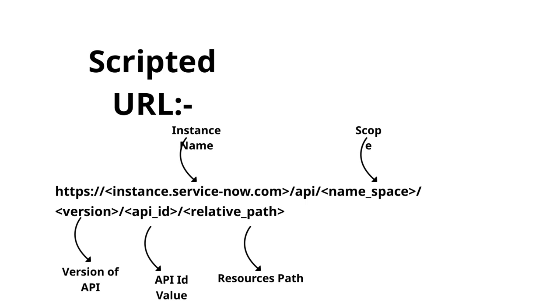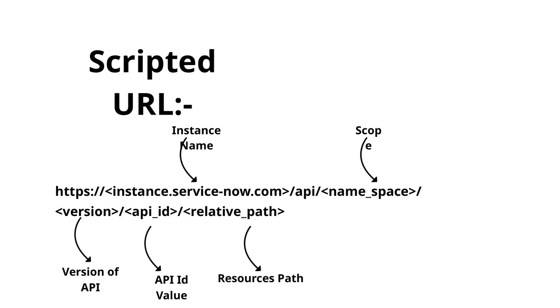Then there's API ID, a unique identifier for the API you're accessing, kind of like a label that tells your system exactly what API you're targeting. After that, you see relative path, which points to specific resources or endpoints within that API. Think of it as the directory path to the data or functions you need.